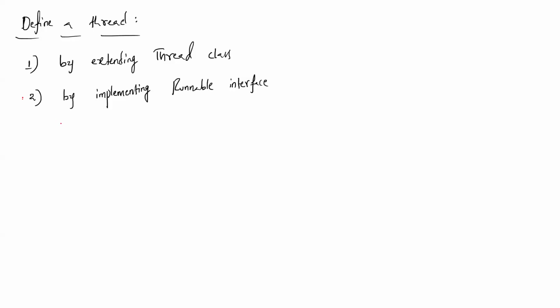But in real-time scenarios, I mean, in real-time projects, these two approaches will not be used. Not even the first one, not even the second one. Then what is the third approach? There is a third approach, called by implementing another interface called Callable. Callable is an interface.